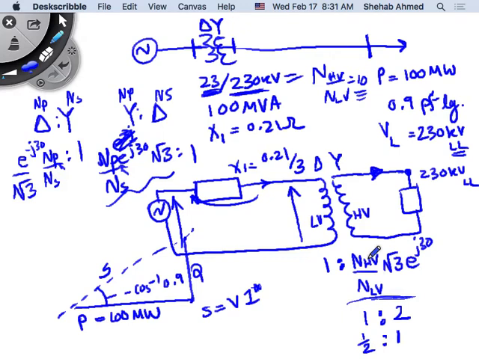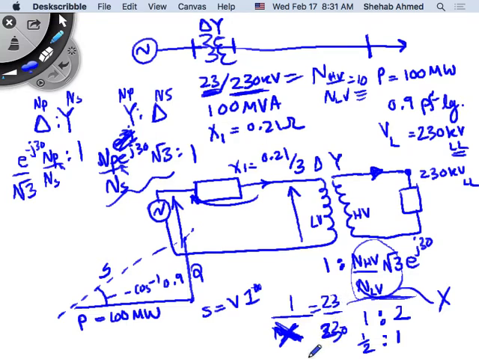But from a magnitude perspective, what? I have 1 on the high voltage side, so 1, 2, and high voltage, or 1, 2, this. I'll call this X. 1 to X is equal to, in this case, 23 over 230. Right? So what will be the X in this case? Is it 20? Is it?